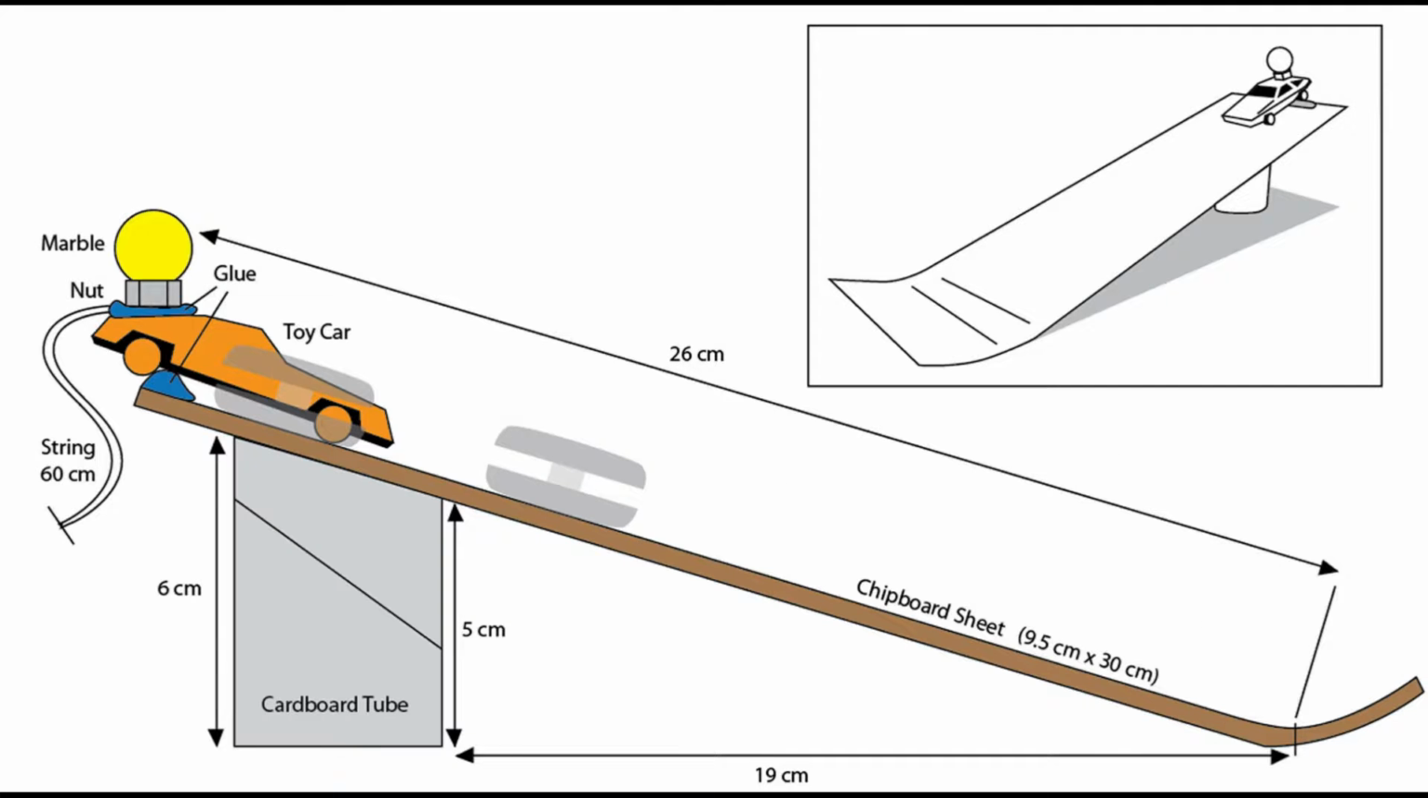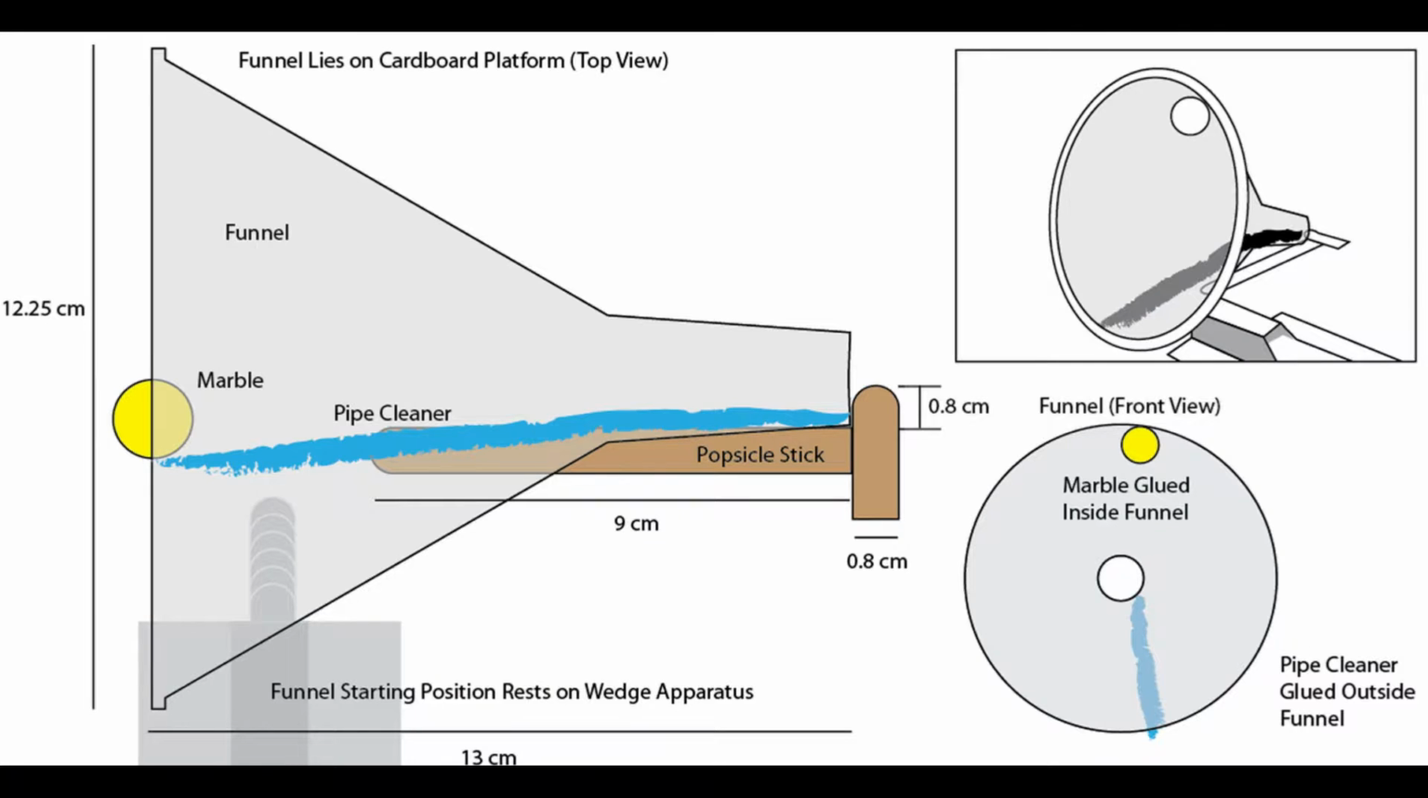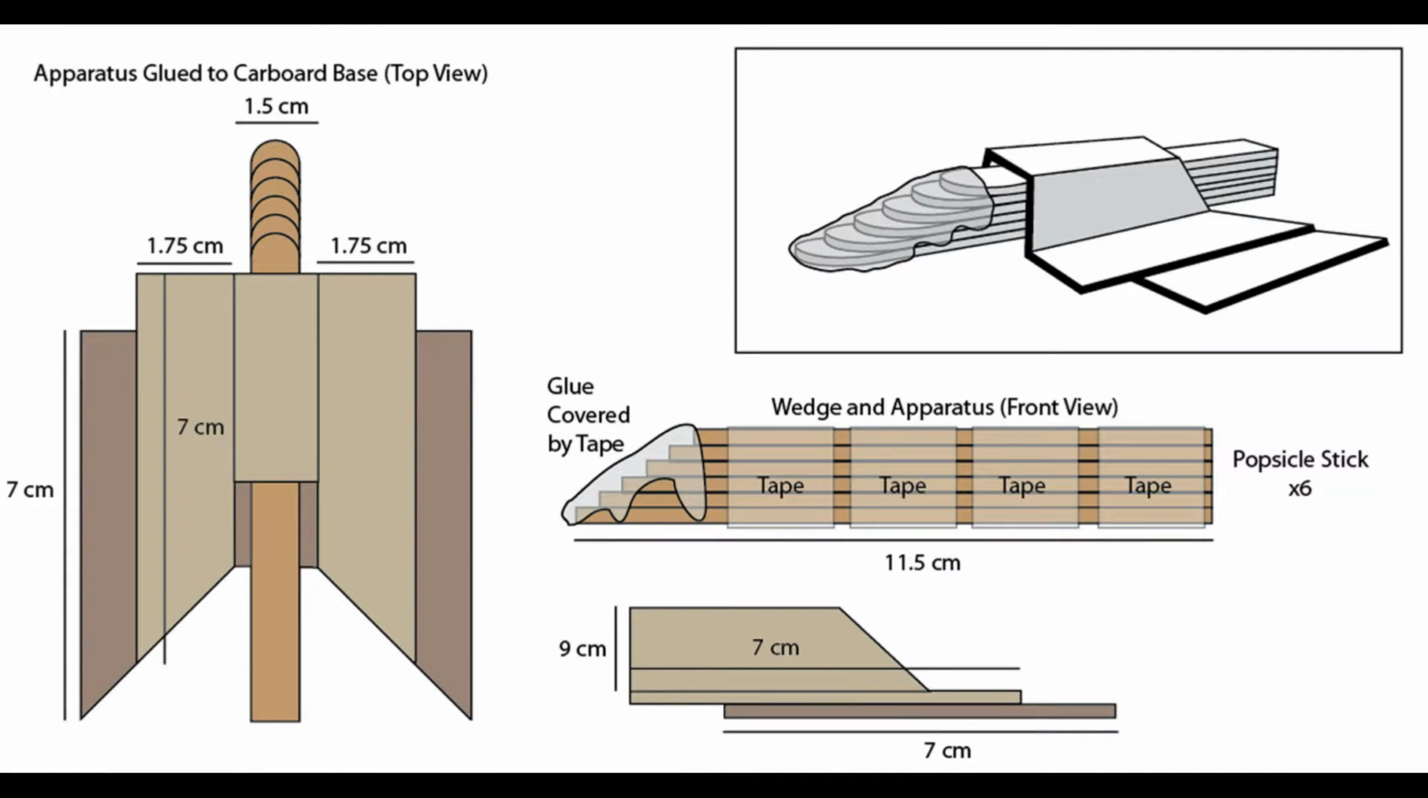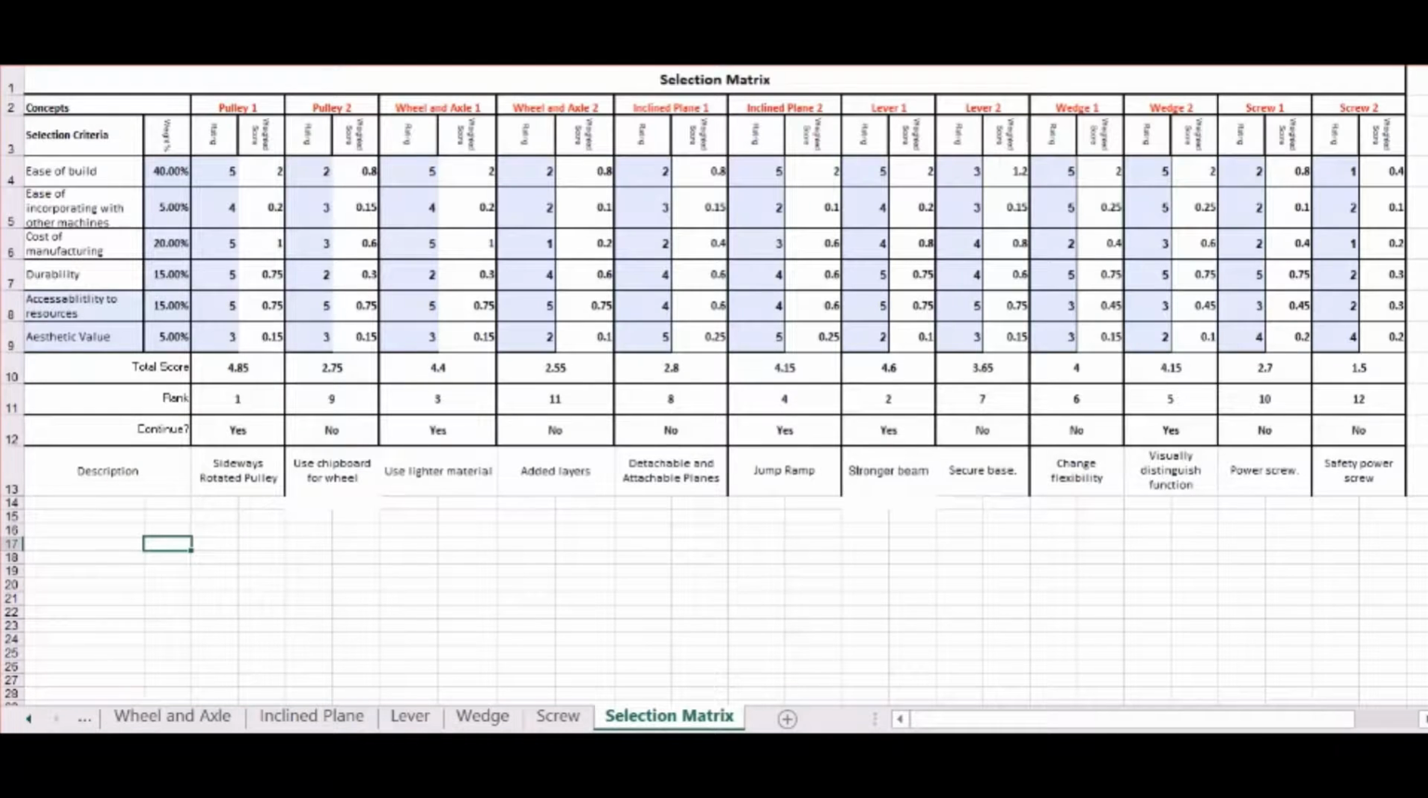The final matrix is a selection matrix, which is similar, but it has all 6 machines on one page, with 2 designs per machine. It has the same criteria with 2 additional, being accessibility to resources and aesthetic value. The criteria are weighted by importance. We decided that ease of build was very important and should be weighted at 40%, whereas aesthetic value was not very important and only needed 5%. We then rated the machine designs. This ends up showing what machines to actually use when it was time to design, build, and test.